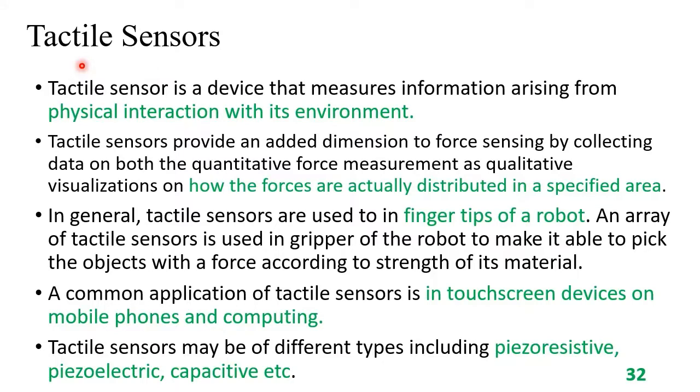What are tactile sensors? A tactile sensor is a type of force sensor that measures information arising from physical interaction with its environment. They are used to measure how the forces are actually distributed in a specified area. In general, tactile sensors are used in fingertips of a robot. An array of tactile sensors is used in the gripper of the robot to make it able to pick objects with a force according to the strength of its material.